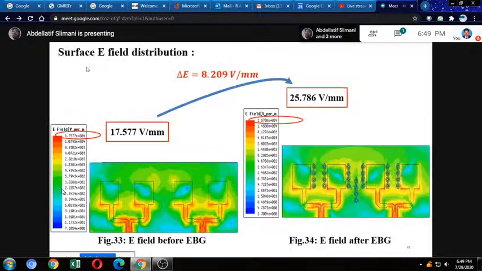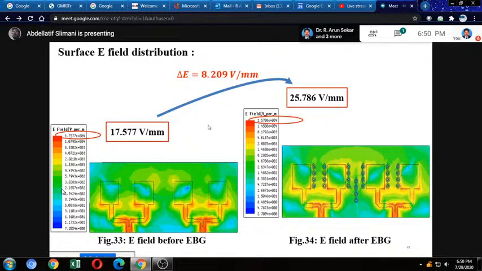Other parameters is the surface field distribution. So figure 33, we have the field before OBG structures, okay, and figure 34, we have the field after OBG structures. So for figure 33, the maximum radiation is equal to 70.577 volt per millimeter. Okay, so this is the maximum level. But if we put the OBG structures, what happened here? We can observe that the field distribution increased toward 25.786 volt per millimeter with a difference of 8.209 volt per millimeter. Okay, we can observe that we have an improvement of field distribution in our array antennas after putting OBG structures.